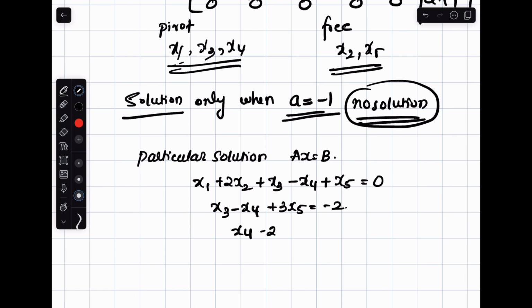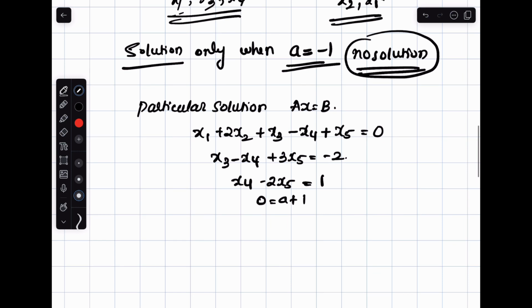Then x4 is equal to minus 2x5 is equal to 1, 0 is equal to a plus 1. We already know that a should be minus 1, otherwise there will be no solution. So when we do that, already the last part will be neglected. So we have only the three equations.